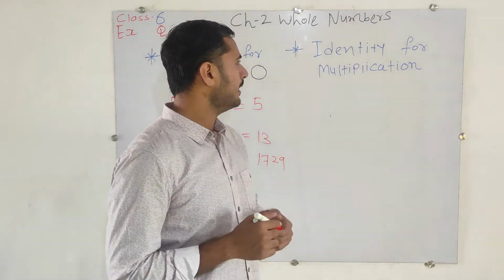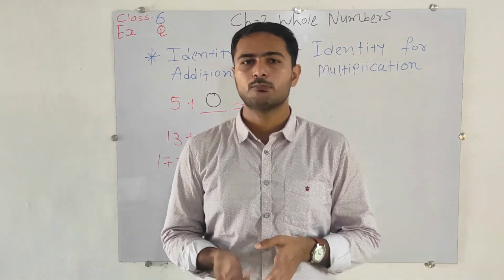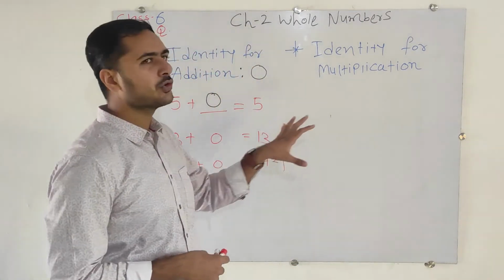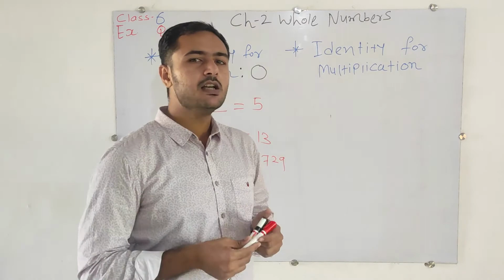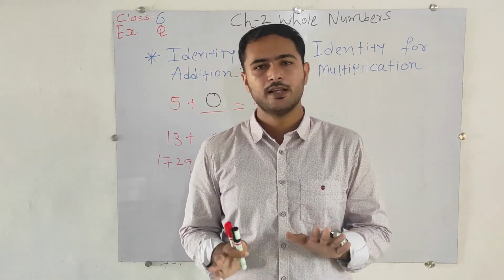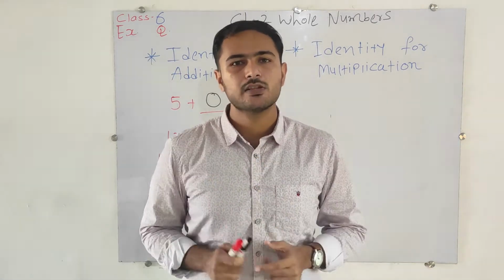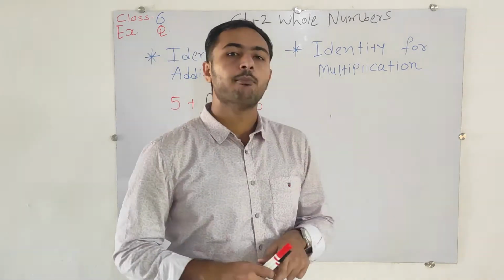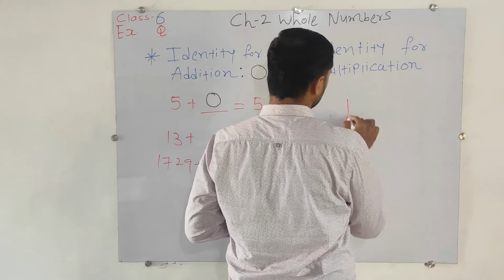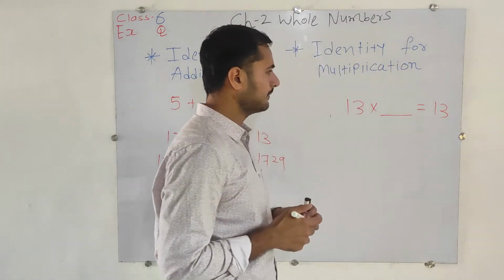Now the next is identity for multiplication, or multiplicative identity. In both ways we can say. Now from the additive identity, you can identify which is the multiplicative identity. The process is almost the same. Here we were following the mathematical operation of addition, and here we will follow the multiplication operation. Now let's see. Suppose I do 13 multiplied by something and the answer is 13.